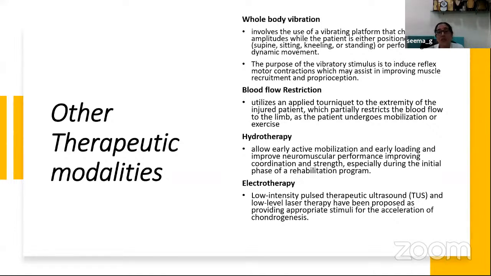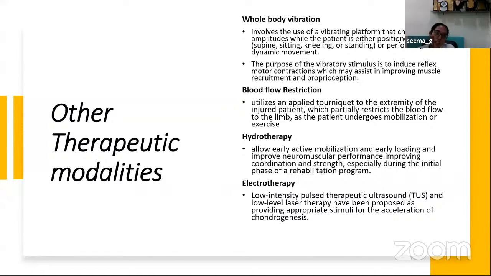Other therapeutic modalities which have been found to be effective include whole body vibration, which involves use of a vibrating platform which changes the amplitude, where a patient can be taken in sitting or standing, any position, or even doing movements. These are small vibrations on the platform on which a patient stands. What it does is induce reflex motor contractions, which may assist to improve muscle recruitment and proprioception. We all know when we do wobble board, the proprioception really improves.